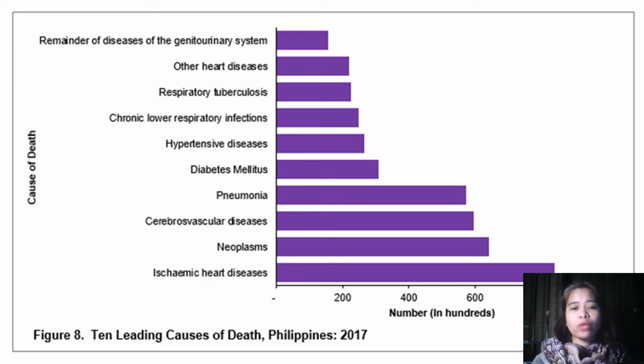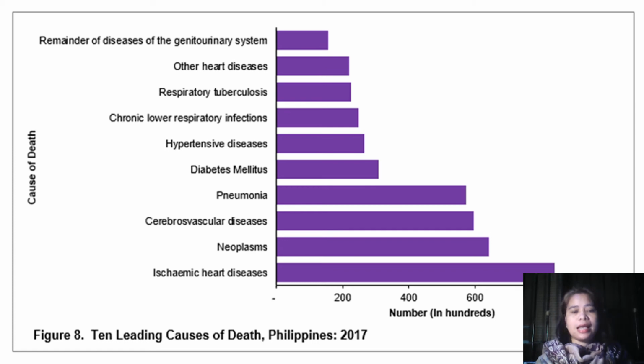Fourth is pneumonia. Fifth is diabetes. And then sixth is hypertensive disease. And then chronic lower respiratory disease, respiratory tuberculosis, and other heart diseases. And then remainder of diseases of the genitourinary system.